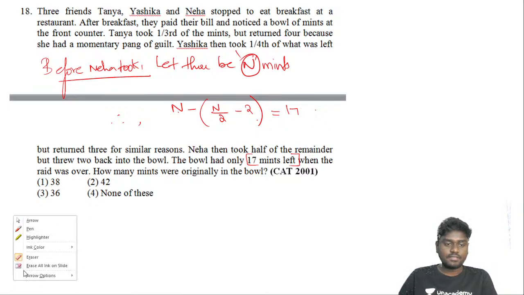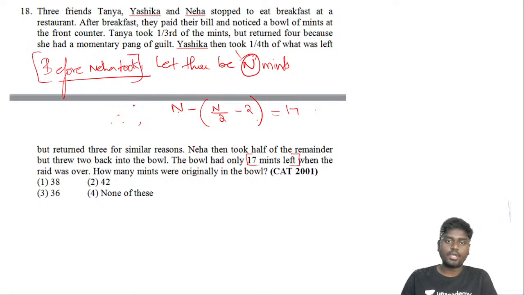This will be equal to 17 if I'm not wrong. So listen very carefully. I took n to be the number of mints before Neha took. From this n number of mints, I subtract n by 2 that Neha took, and Neha returned 2 mints actually. So after returning, I get a remaining of 17.